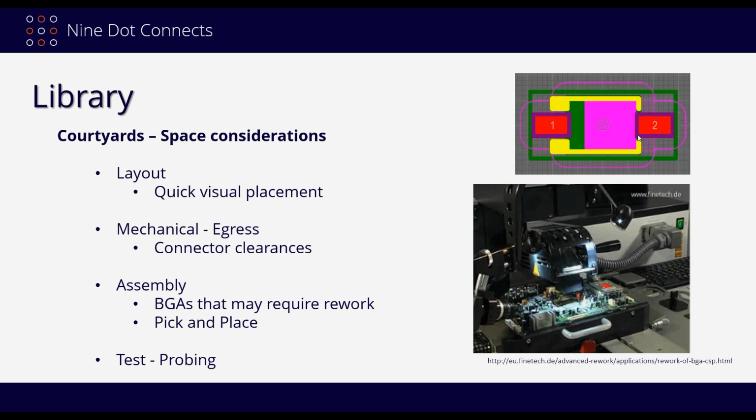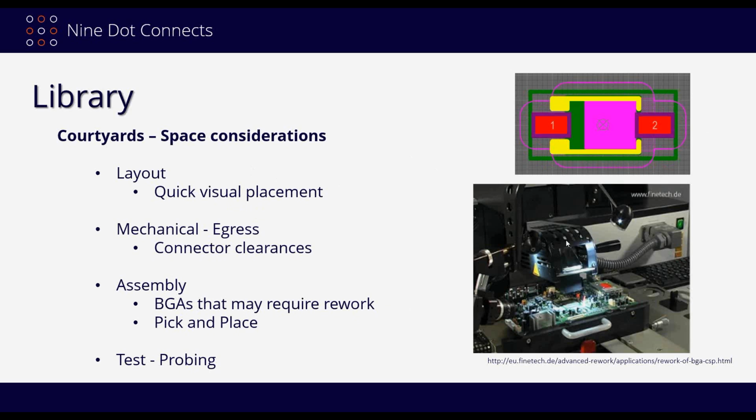So this one is around this one particular capacitor. But on a component, I may have a situation where I actually have a latch. I want to make sure that latch can come completely down so I can disengage the connector. So I would have a courtyard around there to say, if I've got this courtyard over here, I better not be putting other components in this area or I'm not going to get this latch to come all the way down. For assembly, you may want to have enough space in there so that BGAs that may require rework can be done.